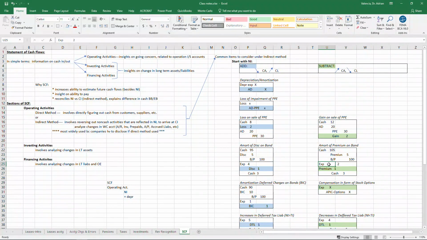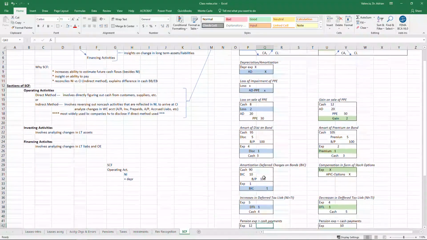Opposite is true for the premium. Notice how the premium, when you amortize it, gives you a smaller expense than the cash outflow. So net income currently reflects a deduction of $2 of interest expense, but the cash that went out was 3. So when you subtract out the premium amount of 1 from net income, that gets you to the cash outflow. Okay.